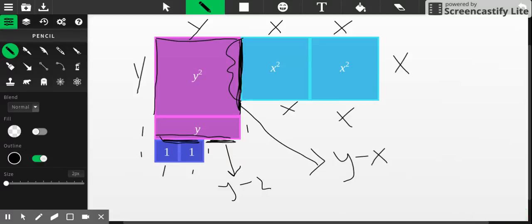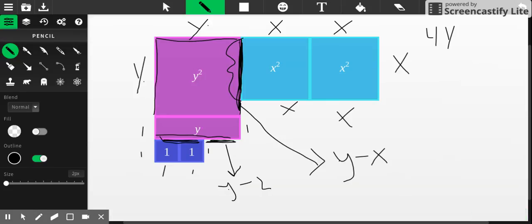Okay, so to do your perimeter, now you just add up all of the different pieces that you have. So I'm going to start by adding up all of the y's that I see written down around the edges of my shape. And I have 1, 2, 3, 4. And then I'm just going to put it together. So I have 4 y's.